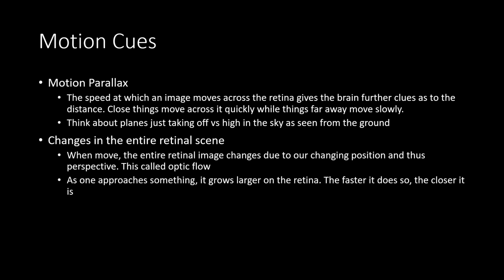Now, when you move closer to something, that thing casts a larger and larger image onto the retina, and this increase, in collaboration with the speed that we're moving, is used to estimate how far away an object is. So if we're moving at a constant speed and one object is growing much faster than the other, the one that is growing faster is much closer to us.